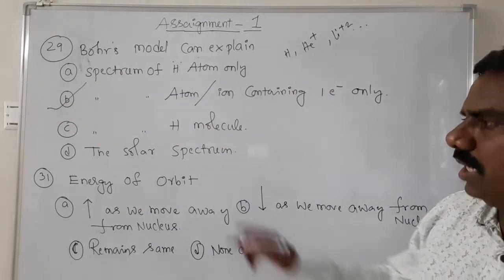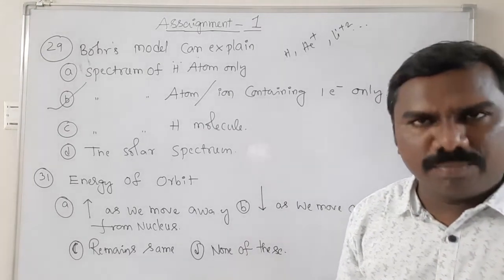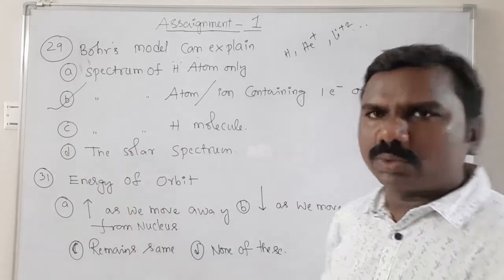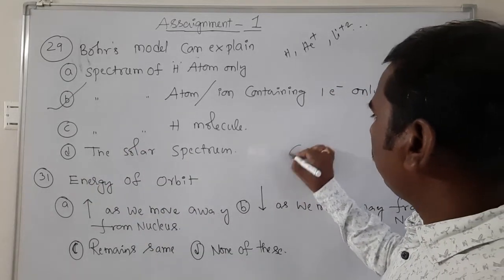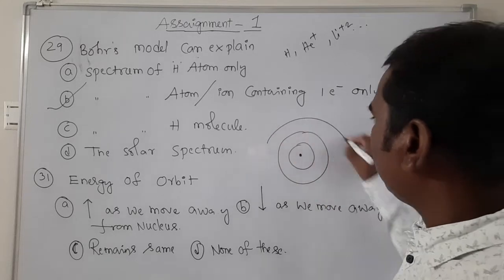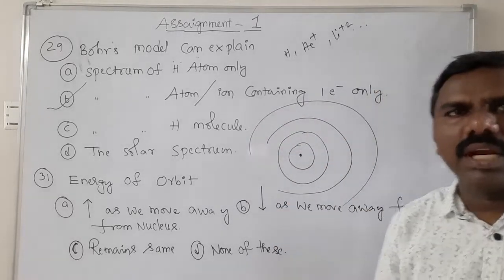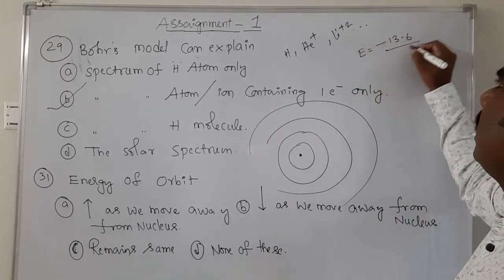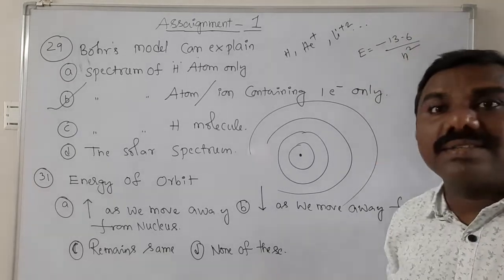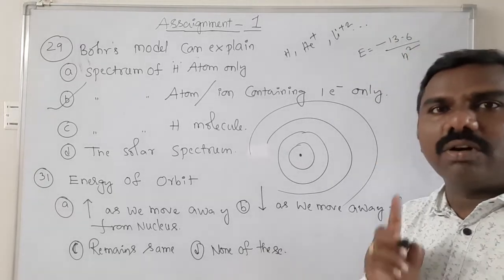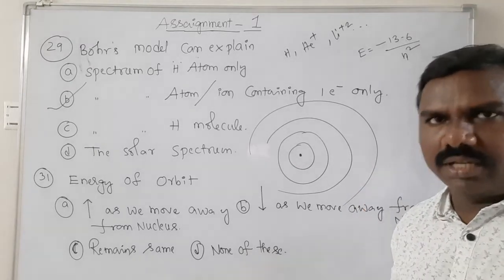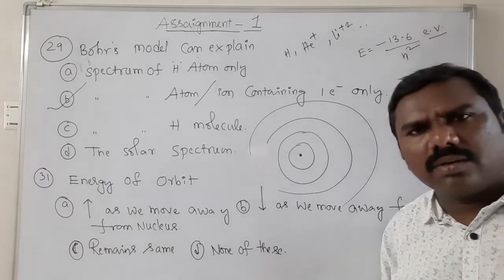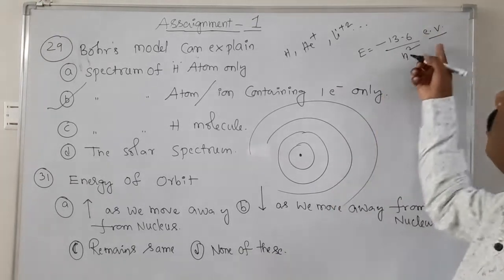Next students, 31. Does the energy of an orbit increase or decrease when you move away from the nucleus? That's the question. This is the nucleus, first orbit, second orbit, third orbit, fourth orbit. Getting, students? So you know the energy formula, that is minus 13.6 by n square. Energy of an electron in a particular orbit. That is the formula, in electron volts. Many formulas are there: joules, calories, kilocalories, kilojoules. I took the electron volts formula.